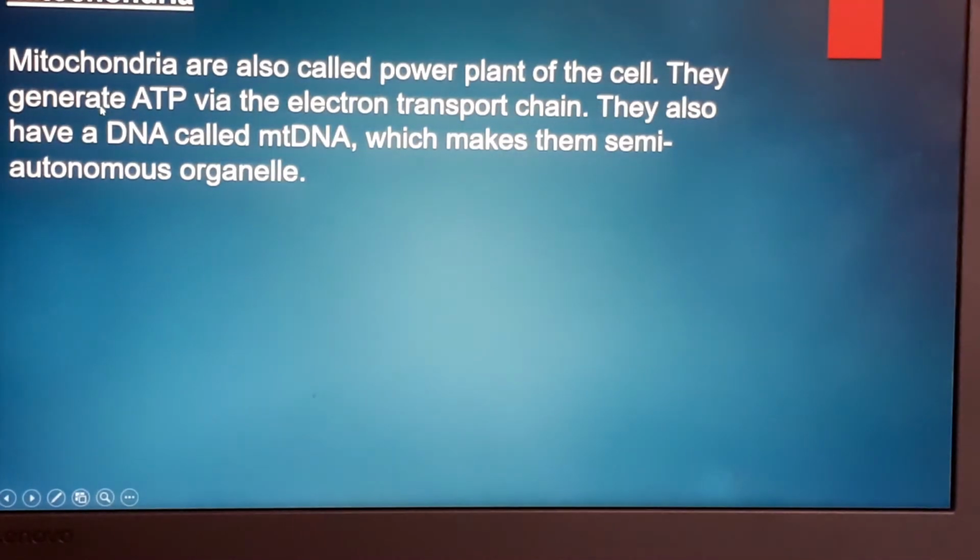See here, what is the other name of the mitochondria? It is said to be the powerhouse of the cell. Here, a power plant, a powerhouse of the cell, we call it. It generates ATP via the electron transport system. It also has DNA. This DNA is called mitochondrial DNA, which makes them semi-autonomous organelles. Okay, this is the mitochondria.